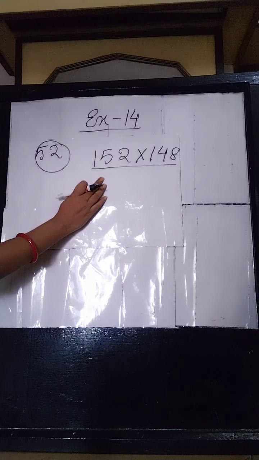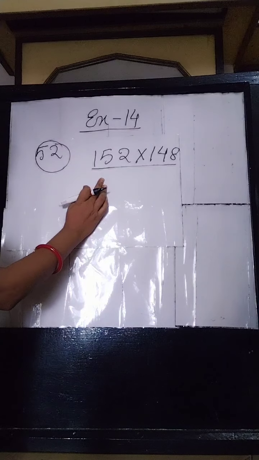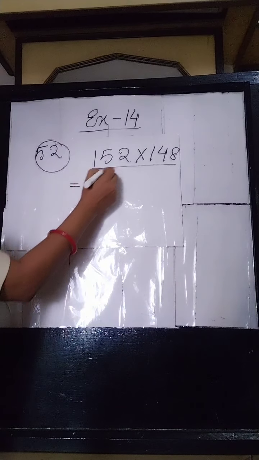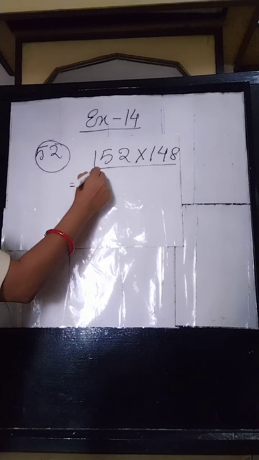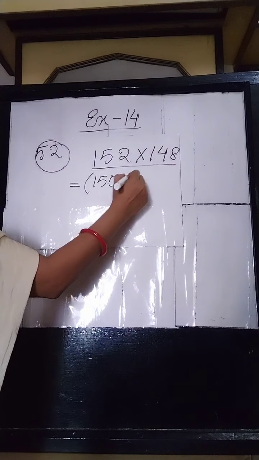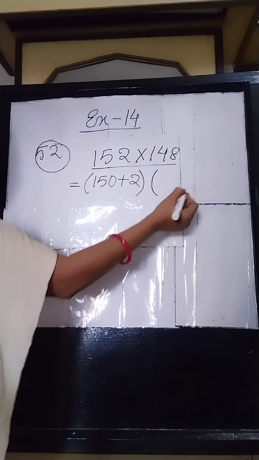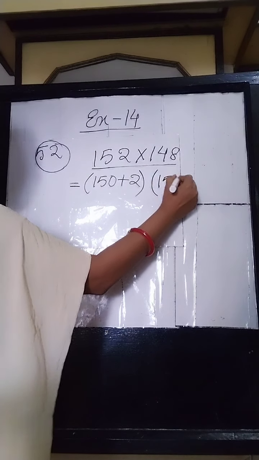So you have to apply the formula (a plus b) into (a minus b) is equal to a square minus b square and solve the sum. So 152 into 148 is given to you. How will you solve? We know that the nearest round-off number of 152 is 150 plus 2. Thus we get 152, and the other number, 148, we can obtain from the same number but by doing the subtraction, not the addition but the subtraction, that is 150 minus 2.